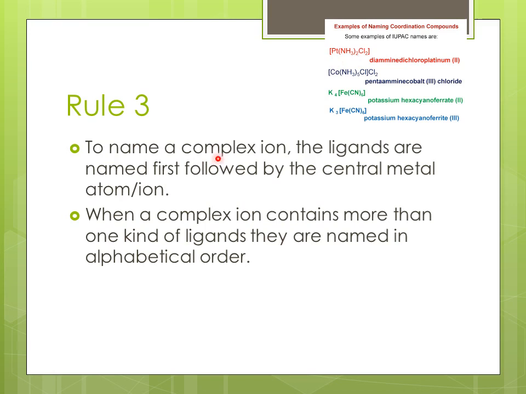While naming the complex, the ligands are named first, followed by the central metal atom. But if the complex ion contains more than one kind of ligand, we arrange them in alphabetical order. So here also we have two ligands, one is amine, another one chlorido. So first we name the amine, and next we move to chlorido.